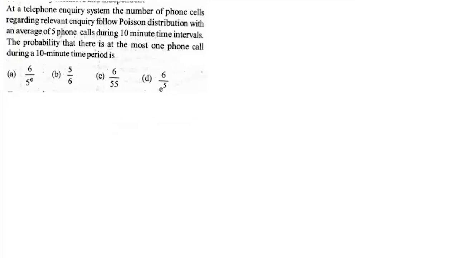Now here it says, at a telephone inquiry system, the number of phone calls regarding relevant inquiry follows Poisson's distribution with an average of 5 phone calls during 10-minute time interval. So in this case, its mean is 5. So we'll take lambda is 5. Now we know that in Poisson's distribution, probability of X equals x is given by e to the power minus lambda into lambda to the power x upon factorial x, where x varies from 0 to infinity and it takes discrete integral values.